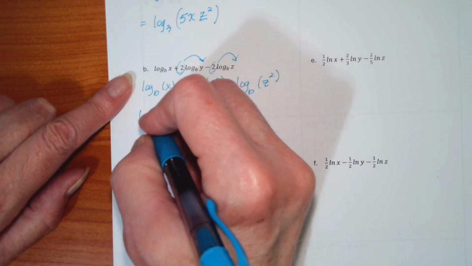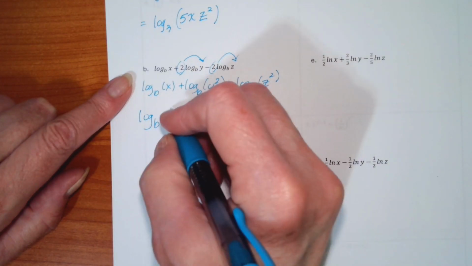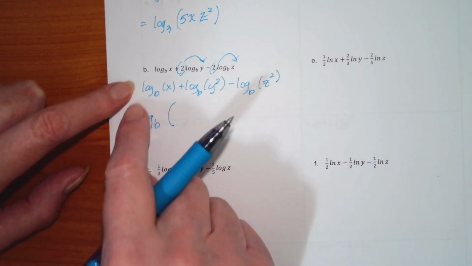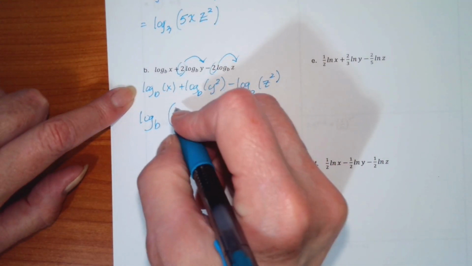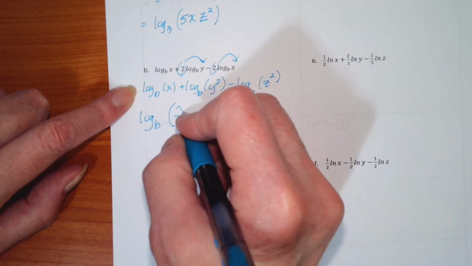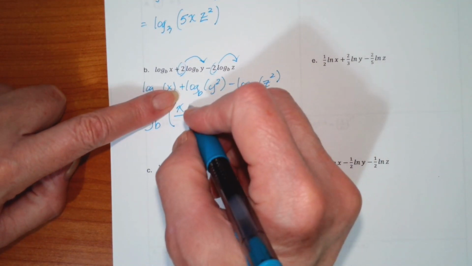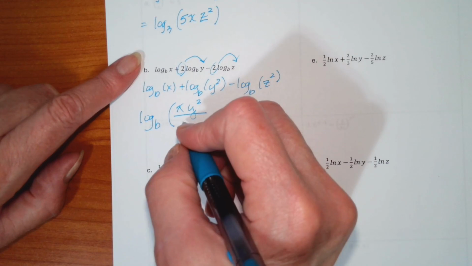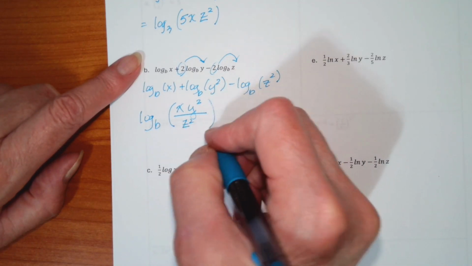Okay, so I'm going to write log base b only once. Since this is positive, it goes in the numerator. This is positive, it goes in the numerator. This is negative, so it goes in the denominator.